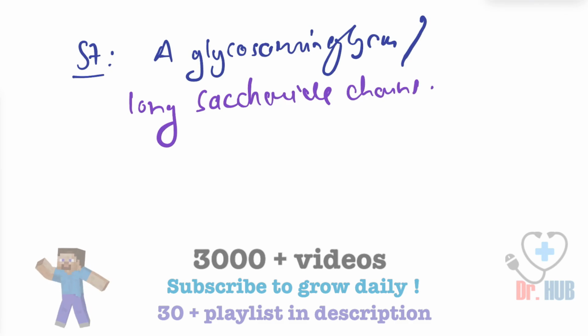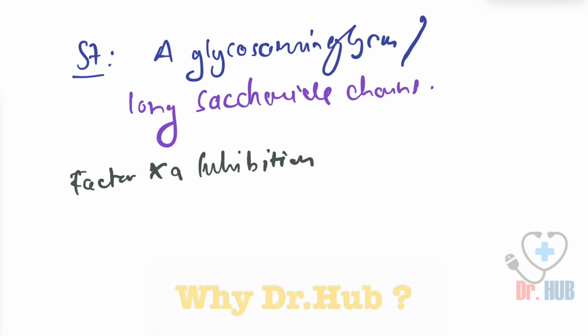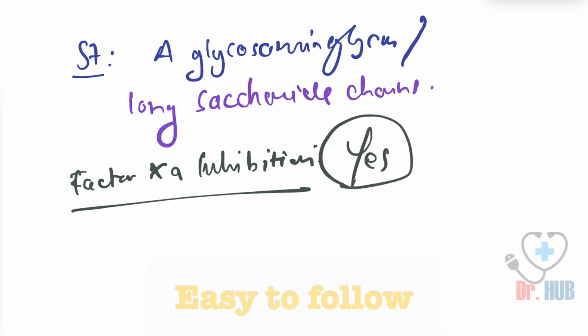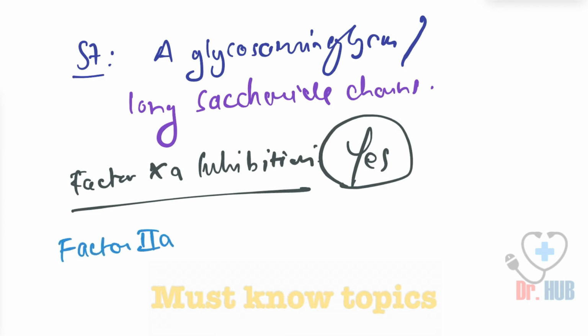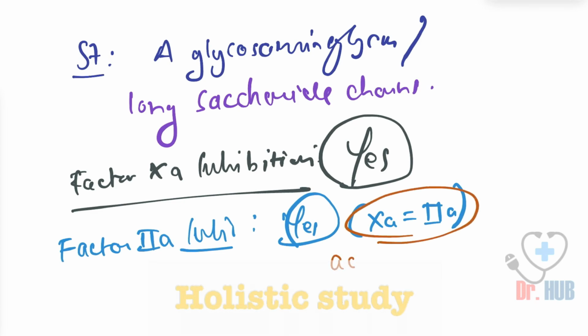Next, what about factor 10A inhibition? Yes, there is factor 10A inhibition. Then what about factor 2A inhibition? Yes, there is factor 2A inhibition as well, and here 10A is equal to 2A. So the long chain acts on 10A and 2A equally.